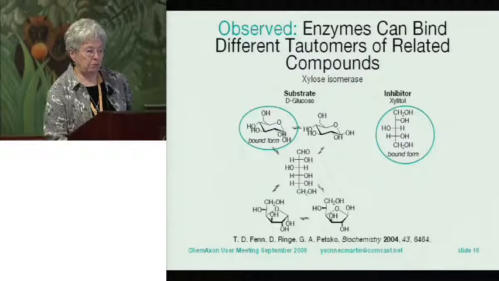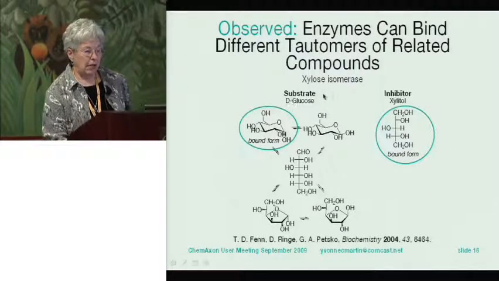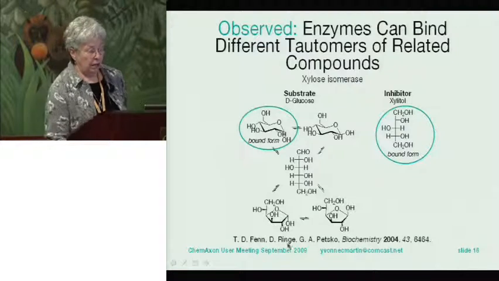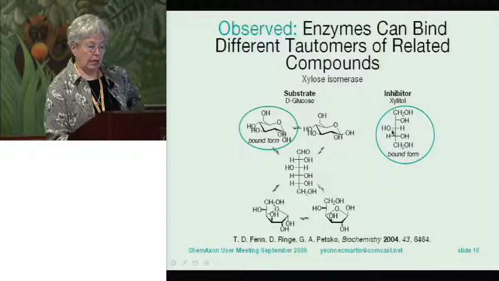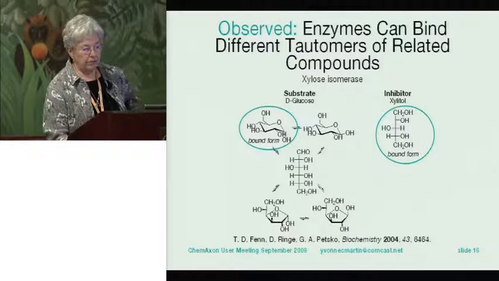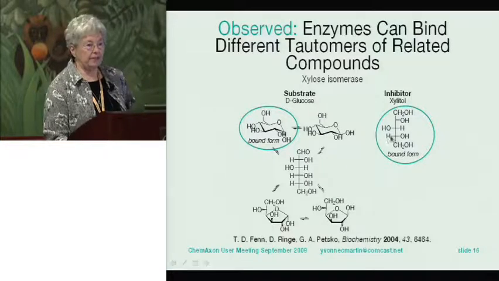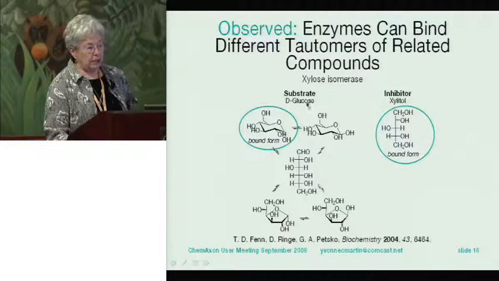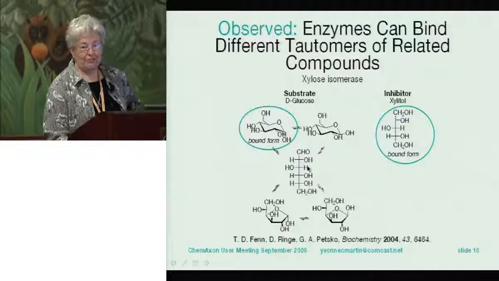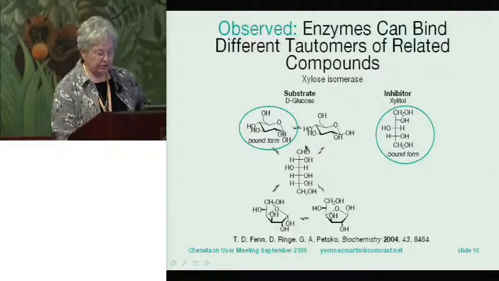This is a really cute example. The inhibitor of xylose isomerase is xylitol, and it's bound. There's a nice crystal structure from Ringe and Petsko. And so if you were modeling and say, oh, I want another inhibitor, you'd fool around and change the OH groups to chloros or whatever. But in fact, the substrate, they can capture the substrate. The substrate is glucose, and it binds in a ring form, not in the open chain form. So these enzymes are really clever.